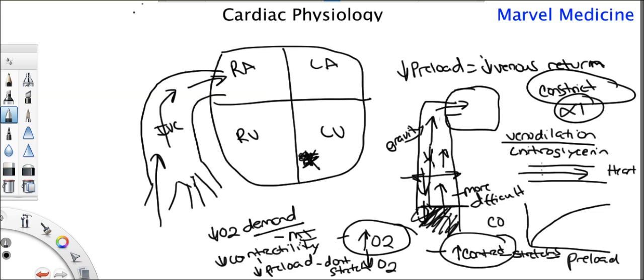So when I give a patient with an MI nitroglycerin, I venodilate. And when I venodilate, I decrease preload. I decrease the venous return, and if I decrease venous return, I decrease the contractility, and I decrease the oxygen demand, okay? That will actually help distribute the oxygen a lot better. That's why nitro is used. It's not because it dilates the coronaries.